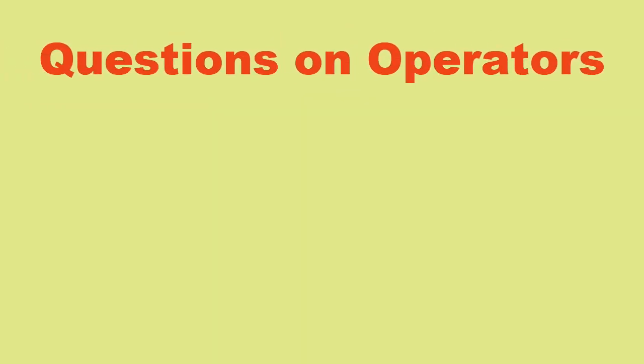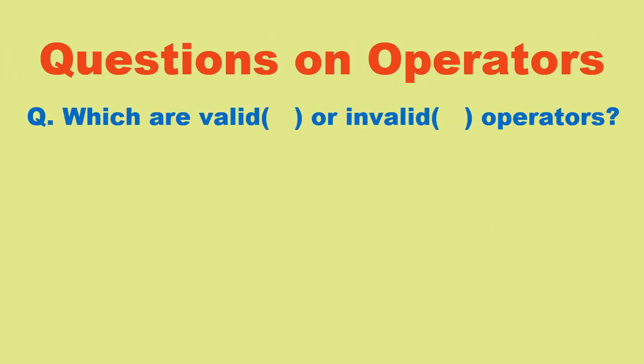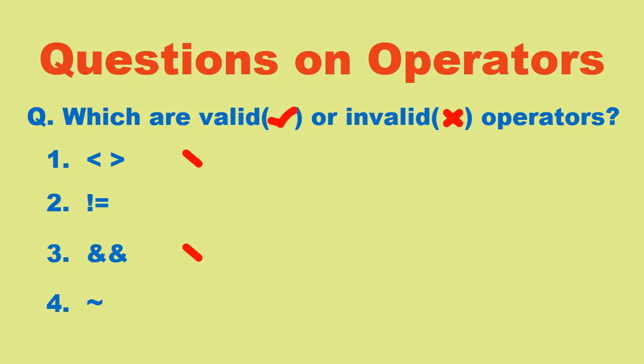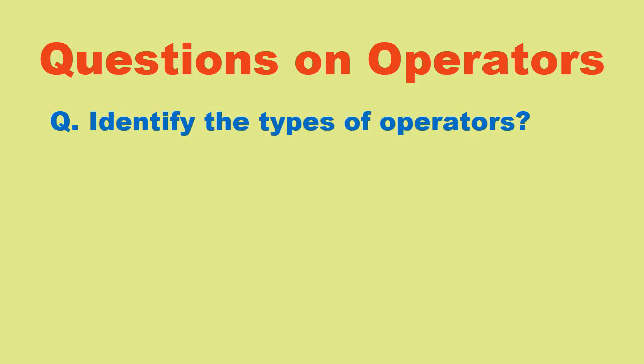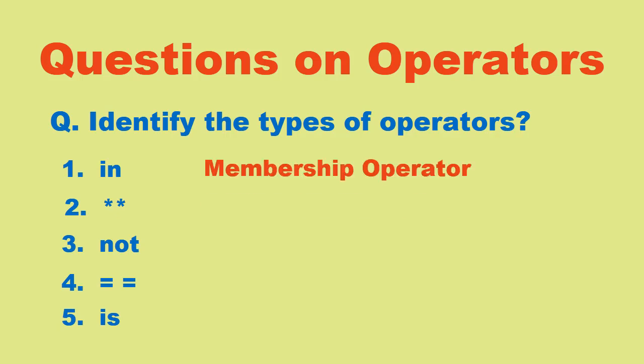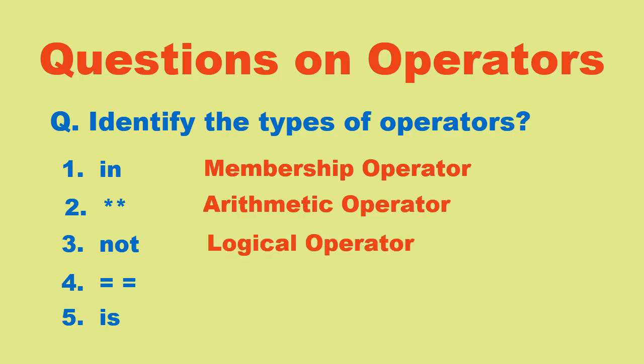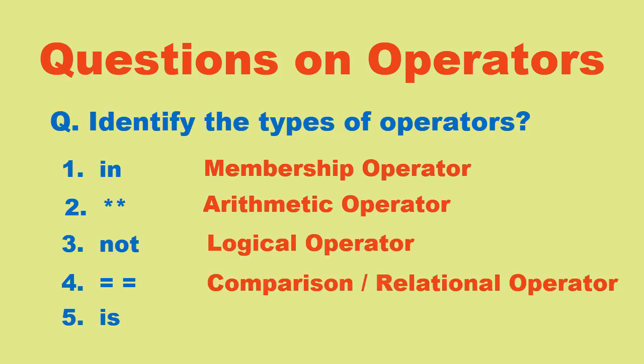Now that you have seen the operators, you should be able to answer the question as to whether these are valid or invalid operators. Like here, less than, greater than and double and are invalid operators. Remaining all are valid operators. Or the question could be identify the type of operators. Here in is membership operator, double star is arithmetic operator, not is a logical operator, equal to is comparison or relational operator, and is an identity operator.